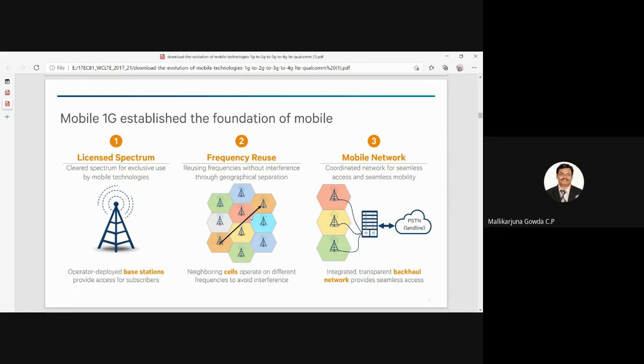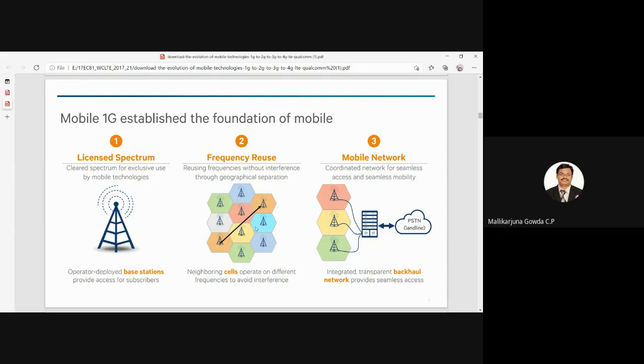And if they are at a certain distance, then there will be no interference between these two base stations. So reusing the frequencies without interference through this geographical separation made cellular communication grow so rapidly. And there will be no interference with the neighbor cells also, because whatever frequencies are used in this base station, the frequencies used in neighbor base stations will be different. With respect to that, there will be no interference with the neighboring base stations.